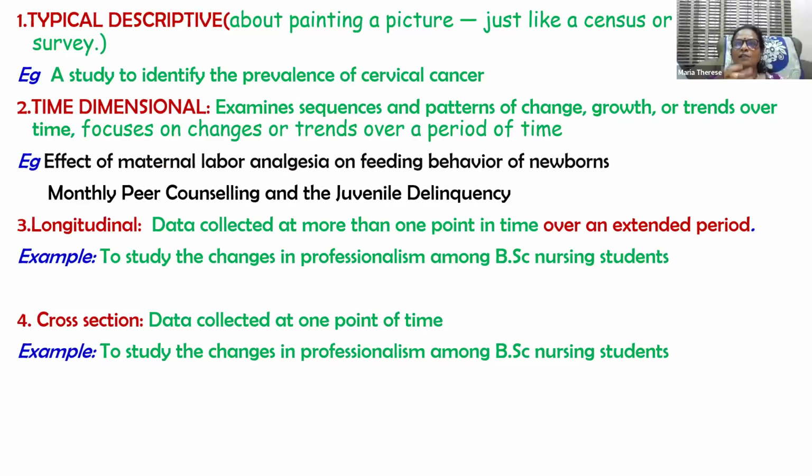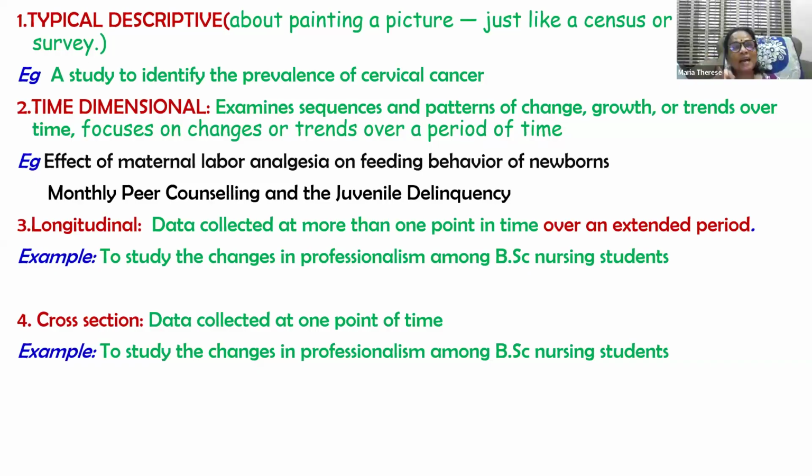Just like describing how we are, which color you are going to frame for hair, it would be black color. So likewise you are describing, no? It is just like a census or a health survey. For example, a study to identify the prevalence of cervical cancer in one particular area. So we are identifying the persons and the possibility to identify the prevalence of cervical cancer. So this type of study is called typical descriptive.